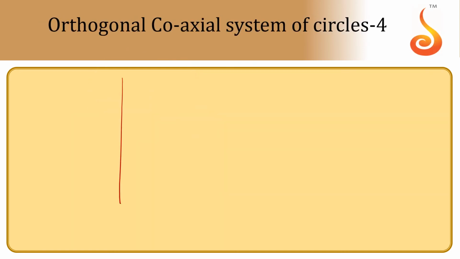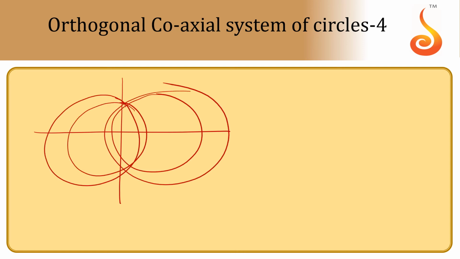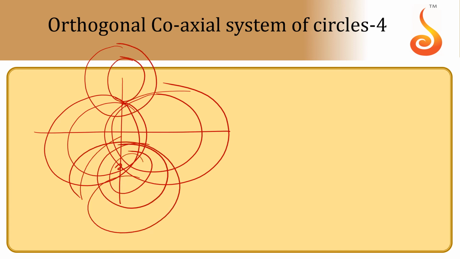If the given system is intersecting, then for this system limiting points do not exist. Then these points will be the limiting points of its orthogonal system. That system will become a non-intersecting system.